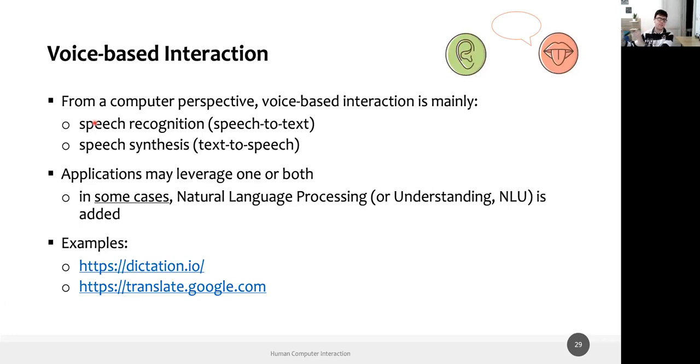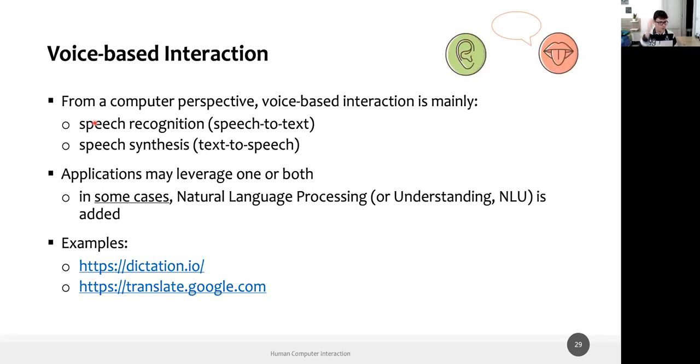And in the end, you have a speech synthesis, so taking the text resulting from a series of operations and producing speech back. And these two components can be used together in the same process, like in Alexa or other things, and can also be used separately. Some applications, in addition to the speech recognition and speech synthesis part, can also leverage other more complex artificial intelligence based procedures like natural language processing or understanding.